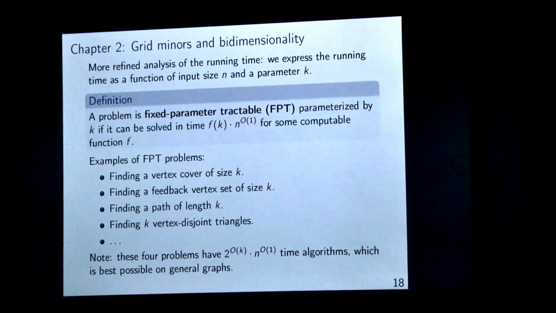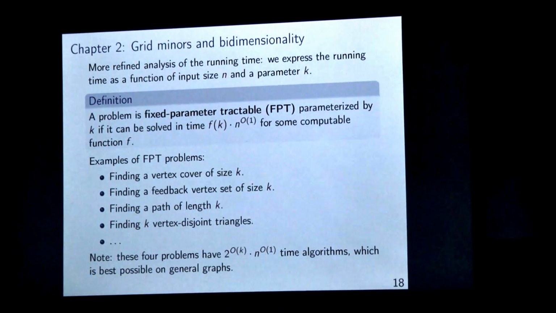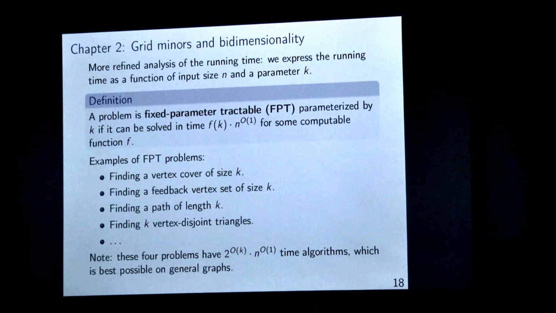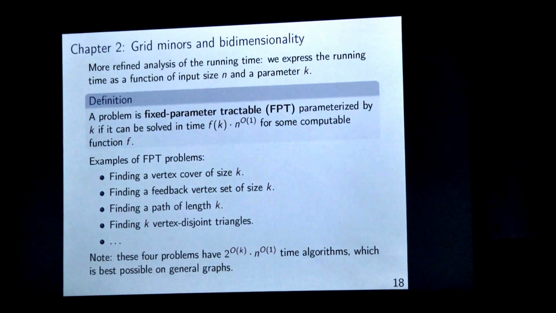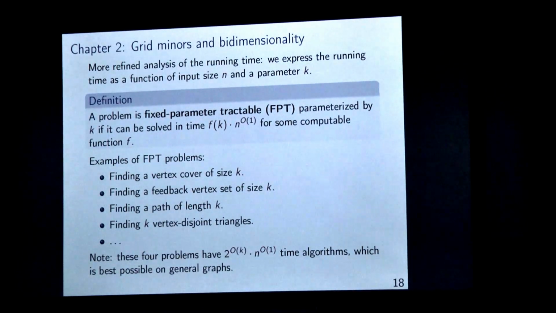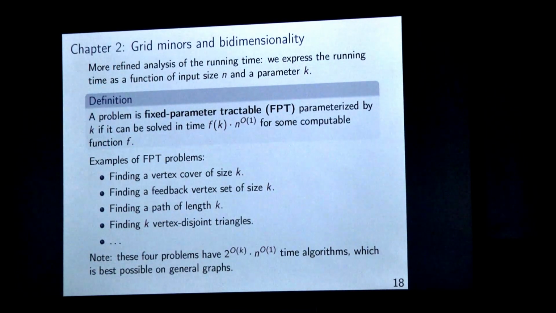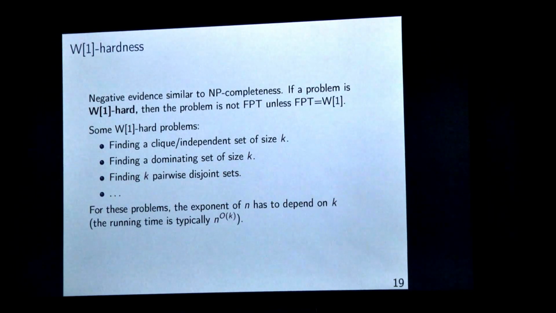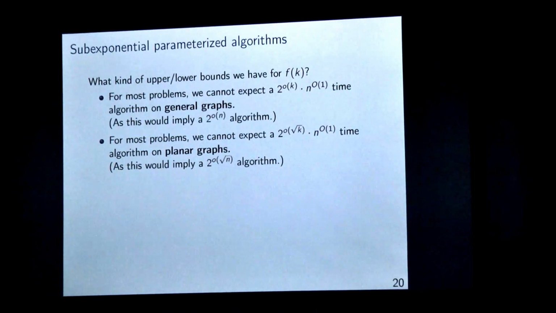So what does bidimensionality mean? Basically FPT is a more refined analysis with n and k, and we would like to compute an algorithm with running time f of k times poly n. And what we know for the first two problems, we have a 2 to the power big O of k poly n algorithm, which is best possible on general graphs. Okay, and for the others, we should have the hardness.